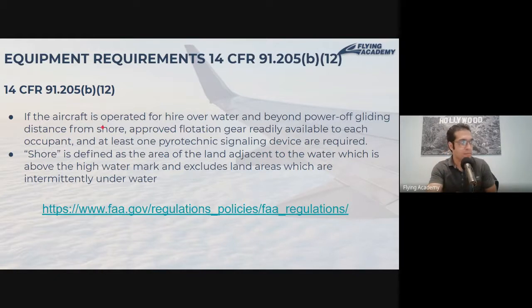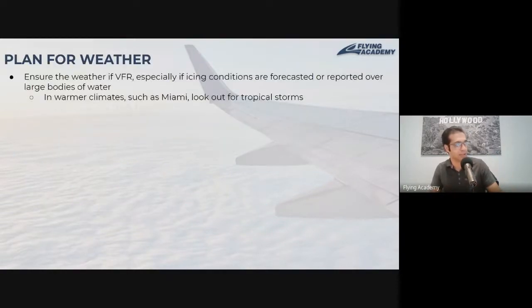It doesn't matter. If you're going beyond its power of gliding distance, you need to have life-saving jackets plus signaling devices for each occupant, readily accessible to them. So you cannot put it in the far aft section of the airplane where they have no access to it. It has to be under their seats or within their reach. With that being said, please pay attention to that. So let's always focus on the important things.